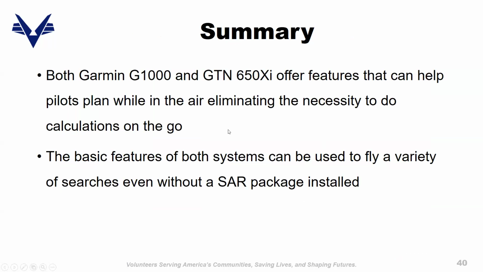So here's the summary. Both Garmin G1000 and GTN 650Xi offer features that can help pilots plan while in the air, eliminating the necessity to do calculations on the go. And that's an important thing because there are other ways to fly those searches, but they would require either the use of tables with distances or doing calculations in your head, which is not advisable when you're flying 1,000 feet above the ground, trying to dodge birds.